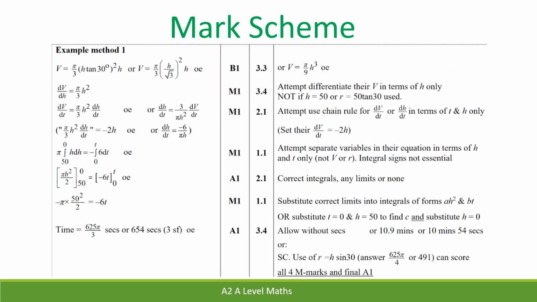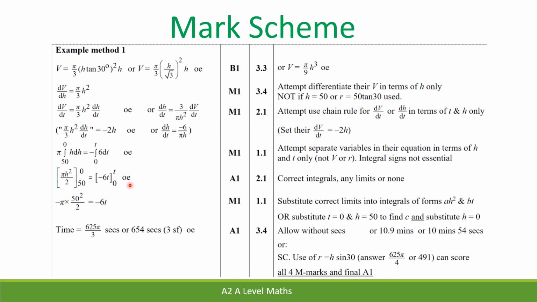The mark scheme on this question shows the method marks. So B1 and M1s are method marks. A1s are answer marks. You must get down to this answer. OE means or equivalent. So if you wrote something equivalent to this, then you can still get the marks.